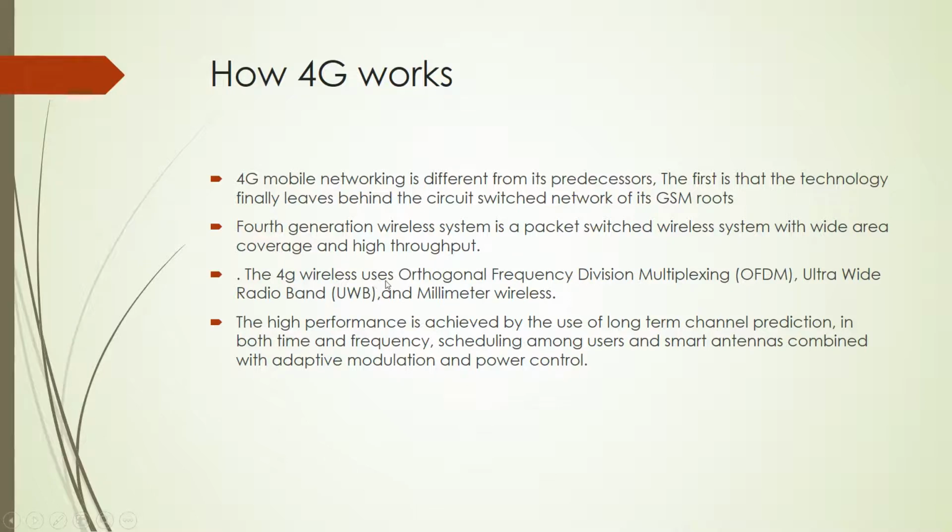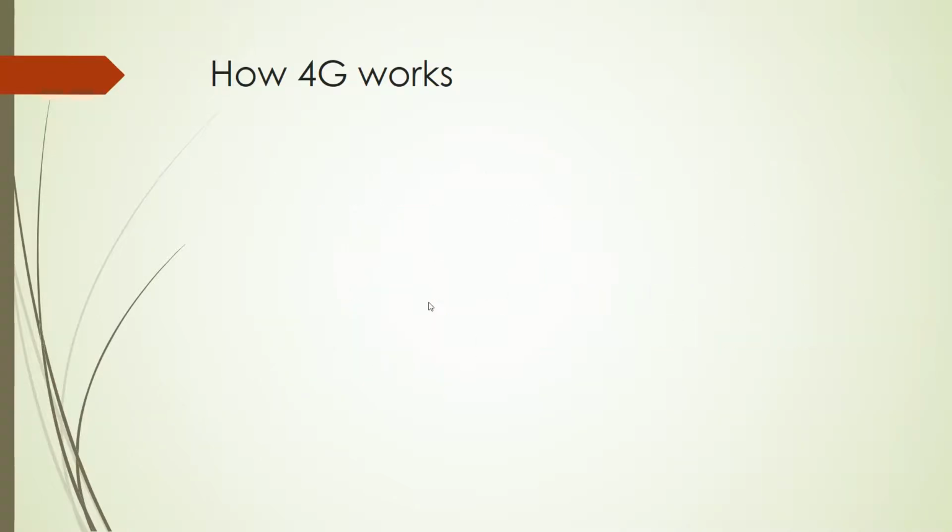4G wireless uses orthogonal frequency division multiplexing, that is OFDM, ultra wide radio band, and millimeter wireless. These three components are the main components for 4G communication. High performance is achieved with the use of long-term channel prediction in both time and frequency, scheduling among the users, and smart antennas combined with adaptive modulation and power control. These are the techniques we will be using for 4G communication networks.